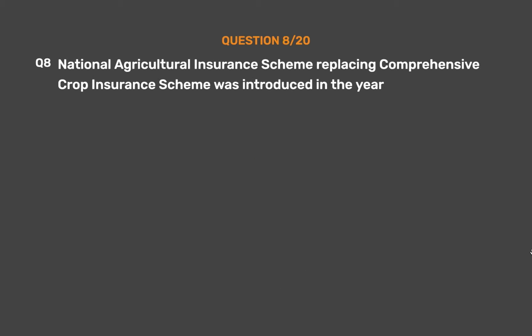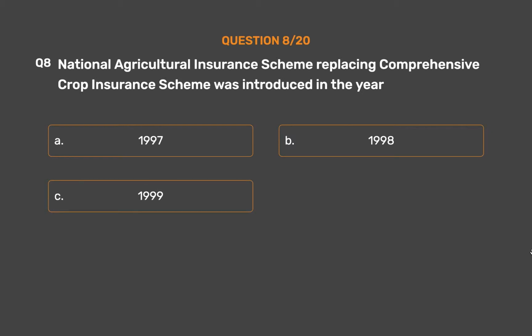Question number 8. National Agricultural Insurance Scheme replacing Comprehensive Crop Insurance Scheme was introduced in the year. Option A, 1997. Option B, 1998. Option C, 1999. Option D, 2000. The correct answer is Option C, 1999.